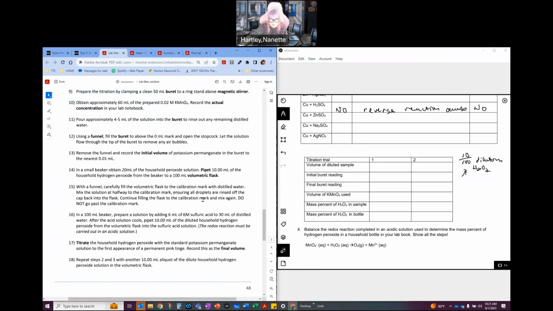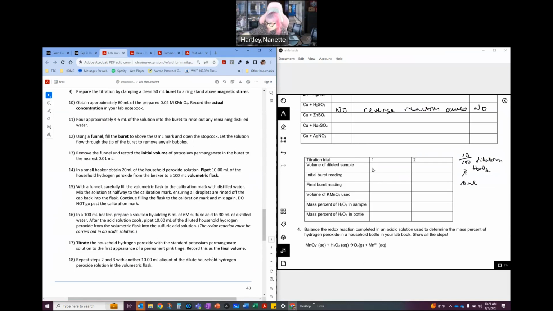Okay. And then after the solution cools, we pipette 10 milliliters of the diluted hydrogen peroxide, what we made here. So we take 10 mL of that solution, and then we dilute that in the sulfuric acid solution. Okay, so we're going to take 10 mL of that diluted solution that we made, this one right here, and then put that into that beaker to be able to do this. So we start with 10 milliliters of this particular solution, the dilute solution that we worked with. Okay, we need to keep that in mind when we do our calculations. Now, it asks for some data in here, and it says volume of the diluted sample.